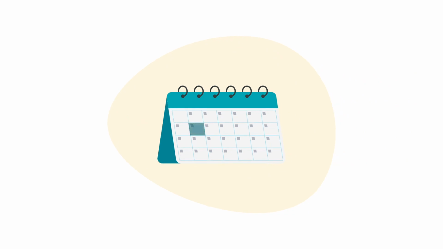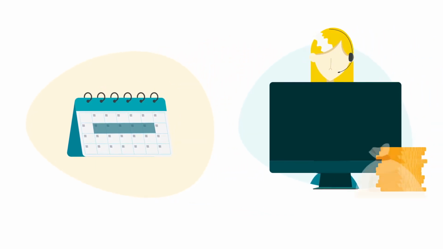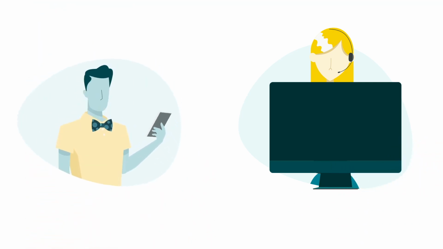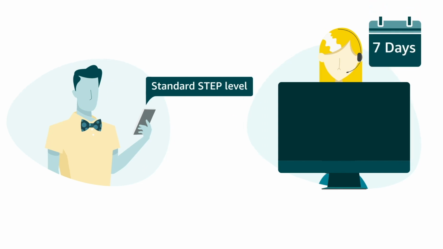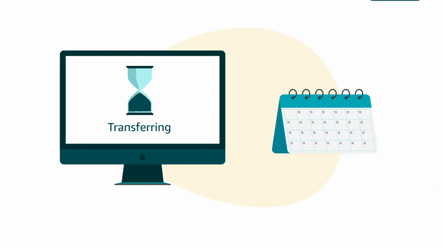Once the funds from the said order cross the reserve period, they are eligible to be disbursed to your bank account. For example, if you are a seller with the step level as standard, then Amazon reserves funds for 7 days, while the system automatically initiates transfer of funds once every week.